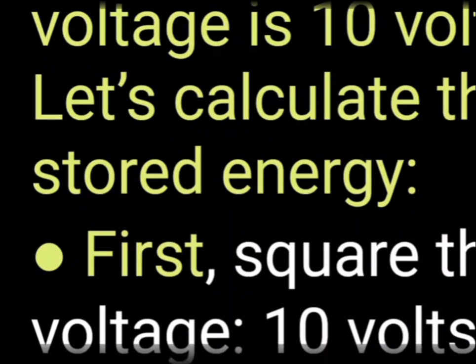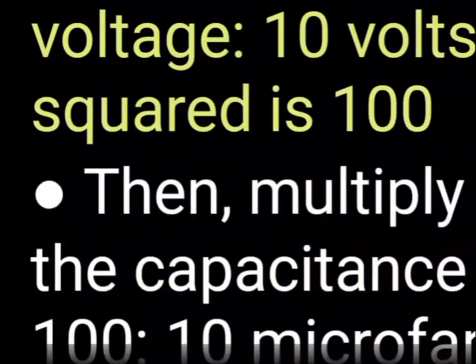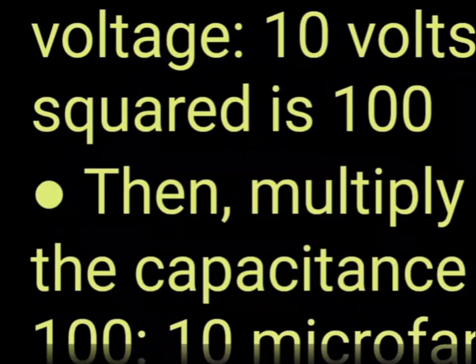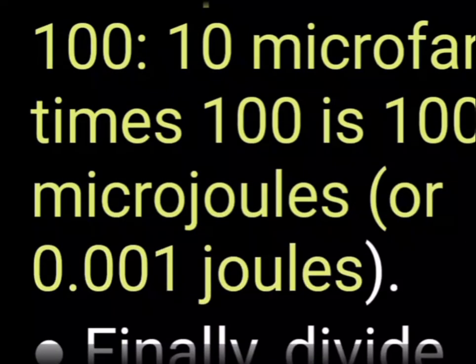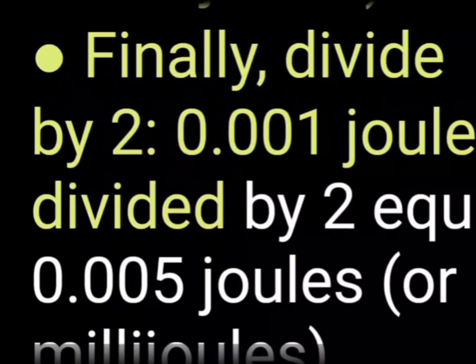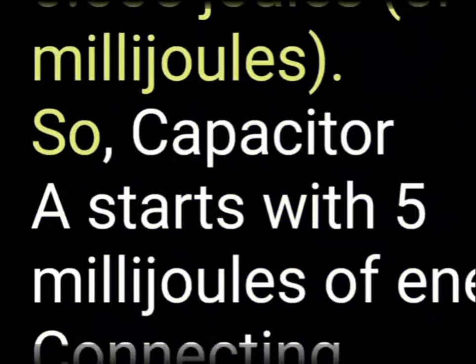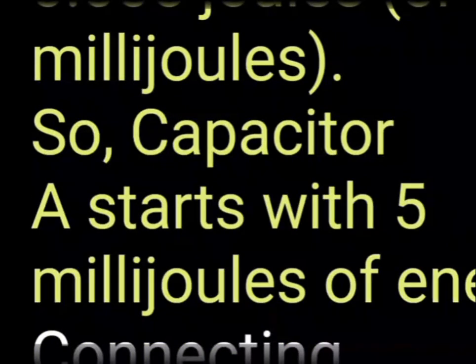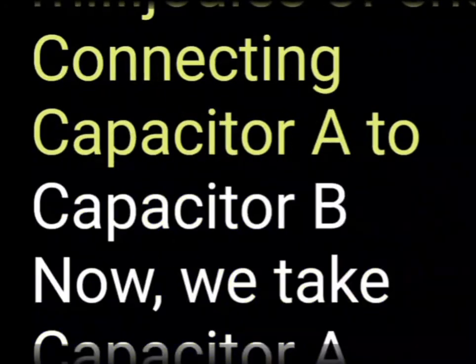First, square the voltage: 10 volts squared is 100. Then, multiply the capacitance by 100: 10 microfarads times 100 is 10,000 microjoules or 0.001 joules. Finally, divide by 2: 0.001 joules divided by 2 equals 0.005 joules or 5 millijoules. So, capacitor A starts with 5 millijoules of energy. Connecting capacitor A to capacitor B.